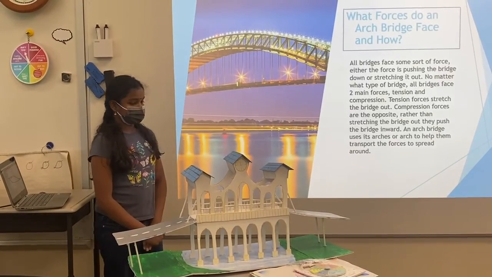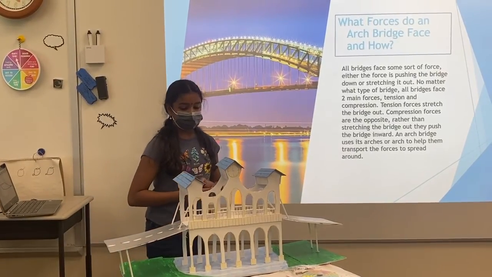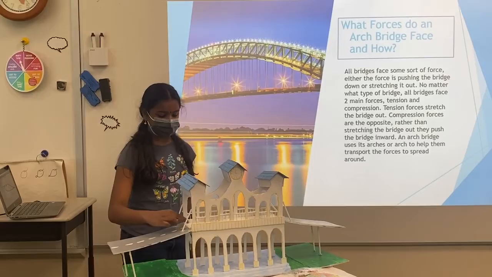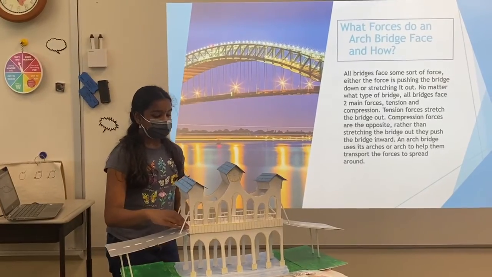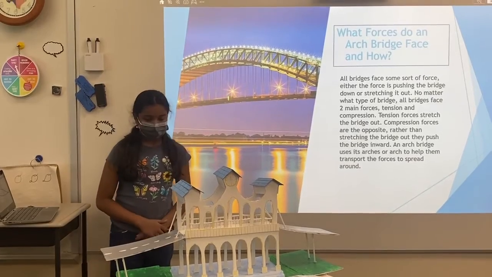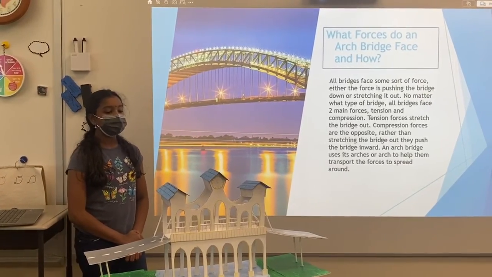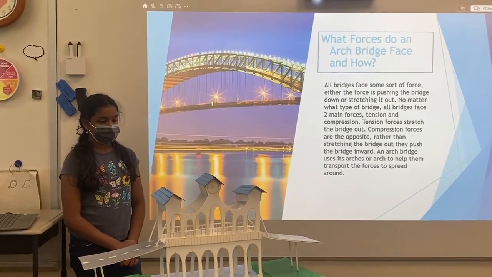Then compression forces are the opposite. They push the bridge inward. Let's say while that load is going, it's causing compression between these arcs and the deck. An arc bridge uses its circular design to transport the forces.